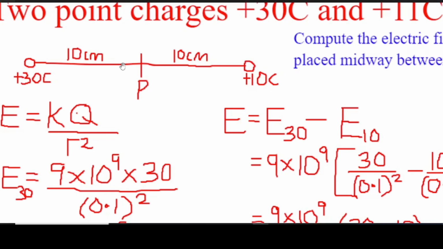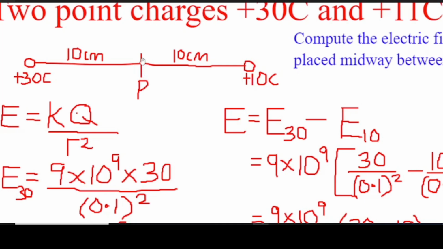Take note of that. The direction of the force of repulsion or attraction is also the direction of the electric field intensity. Alright, having said that, it means that on the positive test charge placed at point P, two forces are acting: the one repelling it to the right as a result of the plus 30 coulomb charge and the one repelling it to the left as a result of the plus 10 coulomb charge.